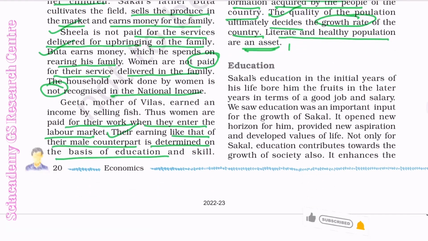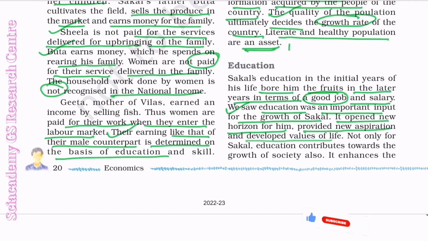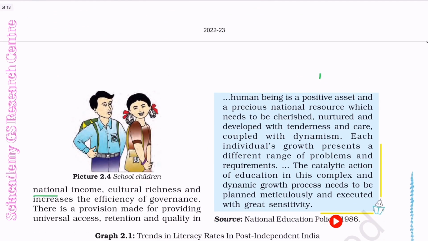Education. Sakal's education in the initial years of his life bore him the fruits in the later years in terms of a good job and salary. We saw education was an important input for the growth of Sakal. It opened new horizons for him, provided new aspirations and developed values of life. Not only for Sakal, education contributes towards the growth of society, it also enhances the national income, cultural richness, and increases the efficiency of governance.